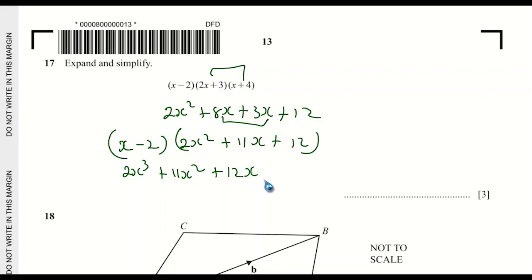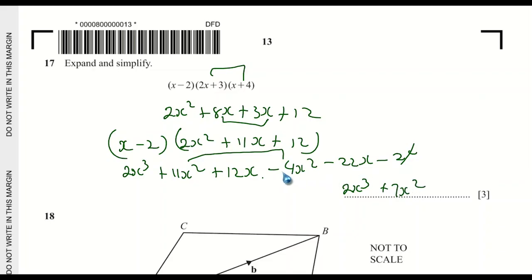Then let's go to this now. Minus 2 times this, so minus 4x squared minus 22x minus 24. If you simplify, this will give us 2x cubed, then this and this will give us plus 7x squared, then this and this will give us minus 10x, then minus 24.